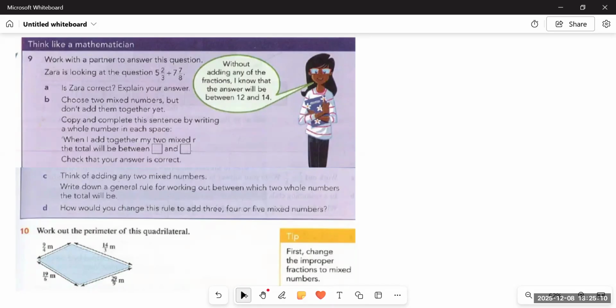Why? Because we know that 5 plus 7 is 12, and since 2 over 3 and 7 over 8 are more than halves, when we add these two fractions, the answer would be between one whole and two wholes, so together it would be between 13 and 14, right?